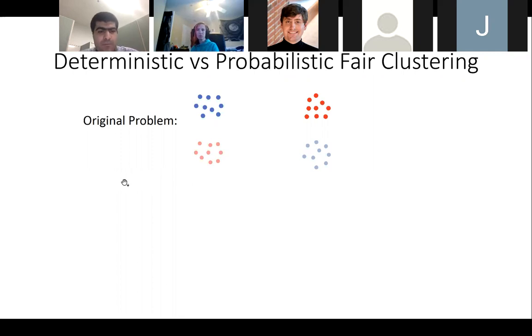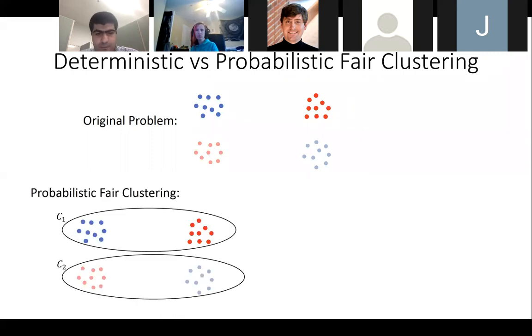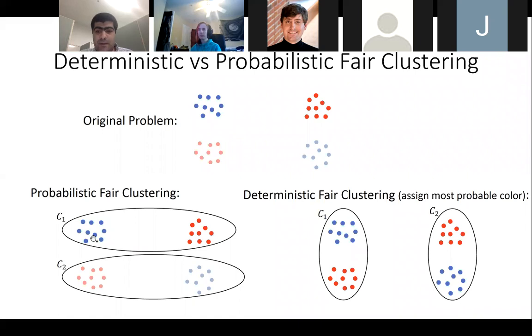So this is the original problem. What would fair clustering do? It would cluster in that way because it wants to maintain the color proportions in expectation. So it has to mix the points which are a bit blue with a bit red, and the really red with really blue. Deterministic fair clustering, on the other hand, if it were to ignore the probability of being red or the probability of being blue, would give us something like this. All right, and clearly that's different.